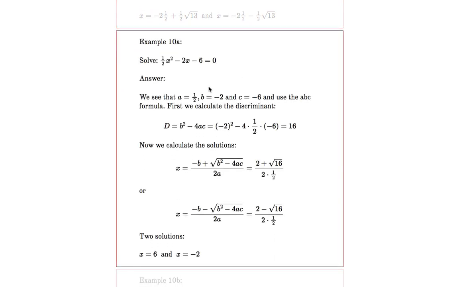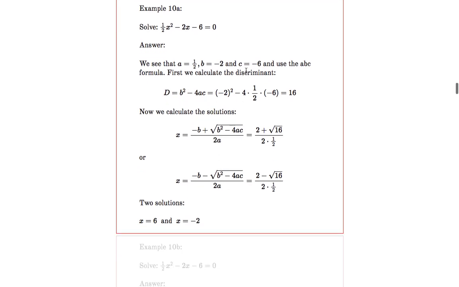Let's look at another example. Half x squared minus 2x minus 6 is 0. a is a half, b is minus 2, c is minus 6. We first calculate the discriminant. b squared minus 4ac is minus 2 squared is 4, minus 4 times a times c is 4 minus minus 12 is plus 12. 4 plus 12 is 16.